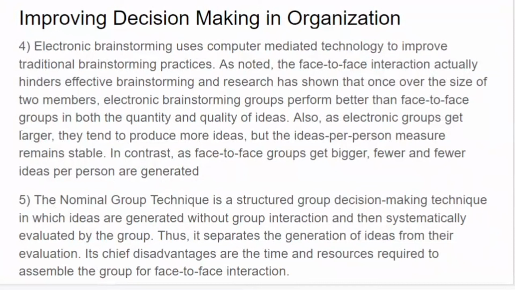We also have something called the nominal group technique. This is one of these idea-generating techniques that came up in the 1960s. And really, it's a structured group decision-making technique in which ideas are generated without group interaction. So effectively, what you do is you write down a bunch of ideas and you submit them to the group, and then they're evaluated by the group. So we separate the generation from the evaluation stage, and that's what's known as the nominal group technique.